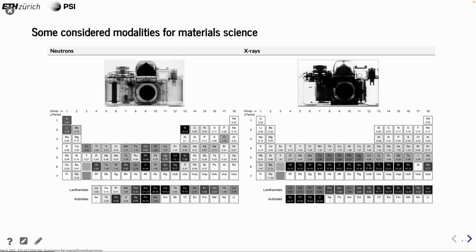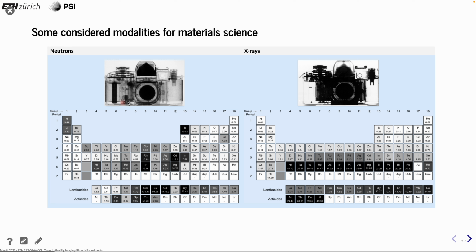So let's look at some modalities. Here I'm showing neutrons and X-rays for material science, and you can see this camera in the picture. You have one image here with the neutrons and one with the X-rays. You can already see by eye that they actually respond very differently. So for example, looking here, you should see the film roll, but the X-rays don't see it because it's too low density. Neutrons, however, that are sensitive to hydrogen, see the plastic very well.